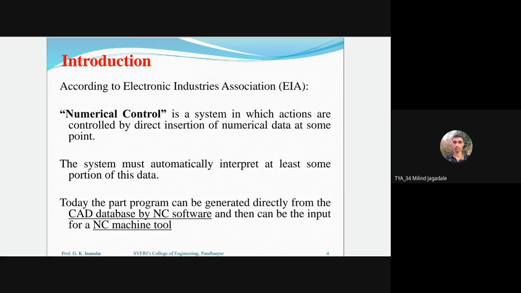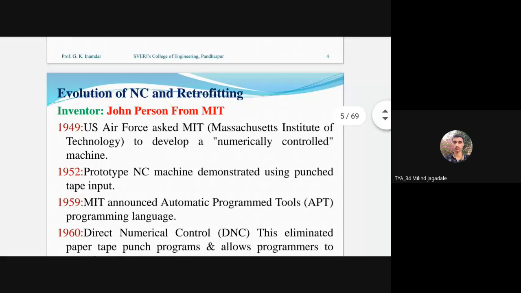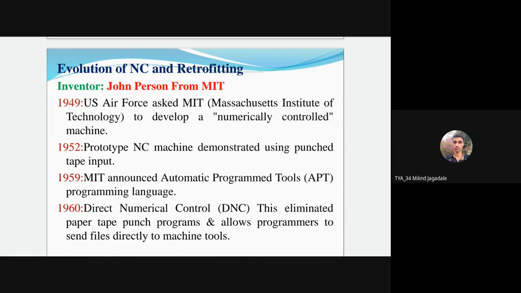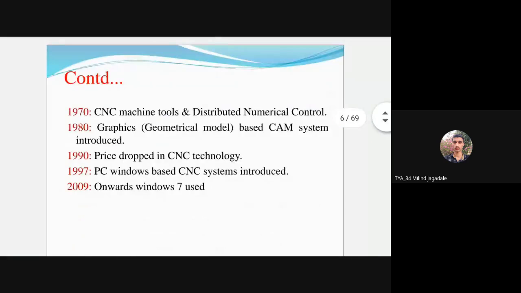Now this is all about the introduction. We have also studied the evolution of NC systems and retrofitting. This is nothing but the history of NC and retrofitting. Retrofitting is nothing but the maintenance part. Different innovations, this process we already studied, from the invention till date. From 2019 onwards, Windows 7, Windows 10, we are using that software for the NC system.